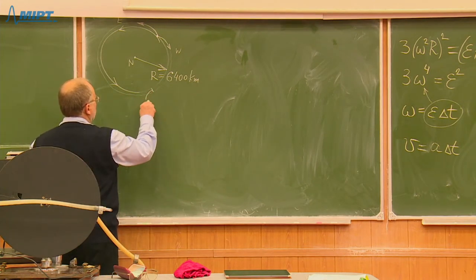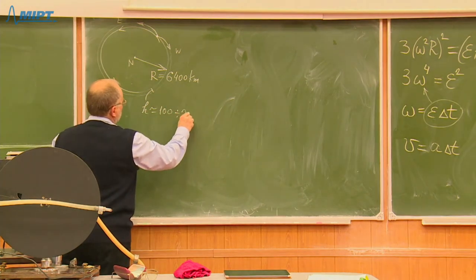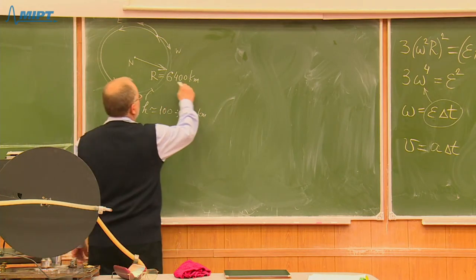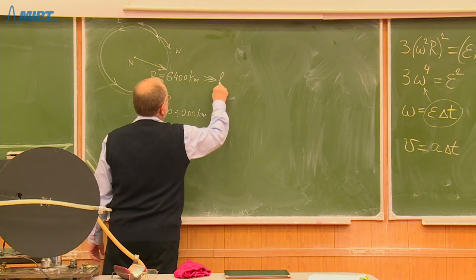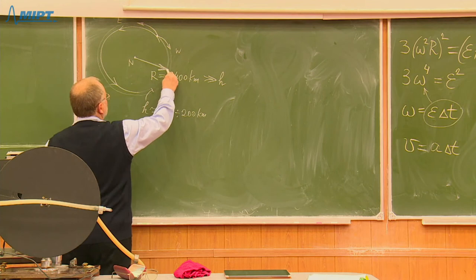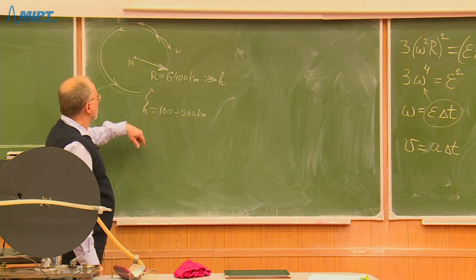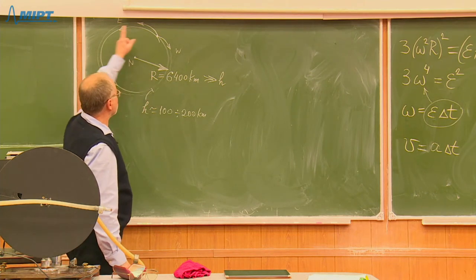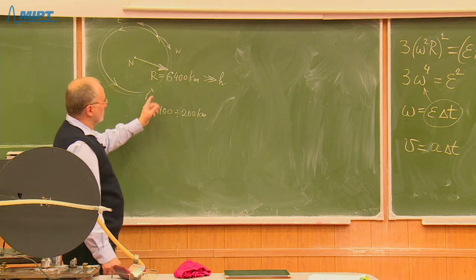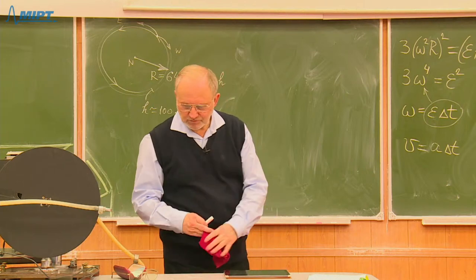So if this is the height, which is actually from 100 to 200 kilometers for low orbit satellites, then anyway, the radius will be much, much larger than the height of the satellite. So we can use the planet radius as the radius of the orbit of the satellite. So we can take this quantity, not taking into account the height of the orbit. That is for low orbits.